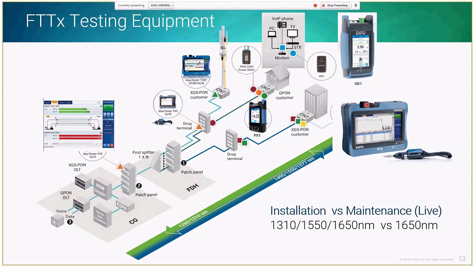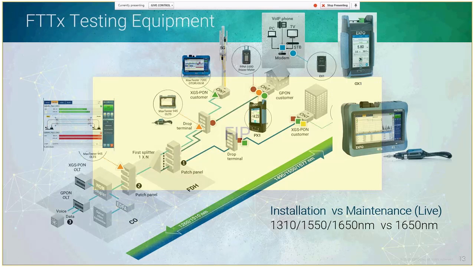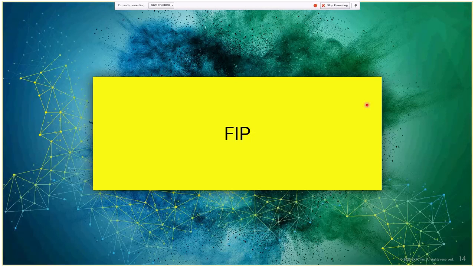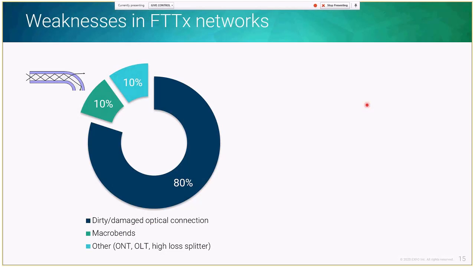Okay, so we will start with our fiber inspection probe, and I always like to mention this as a starting point. 80% of problems on the network come from dirty, damaged optical connectors. Then only 10% due to macrobends and 10% due to hardware faults. So 80%, it's a lot.